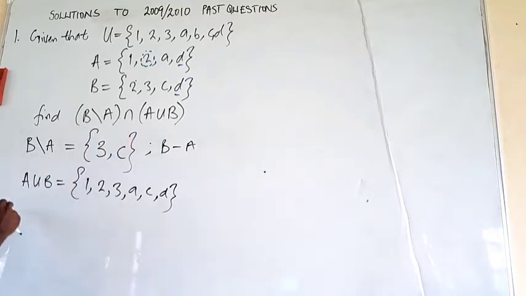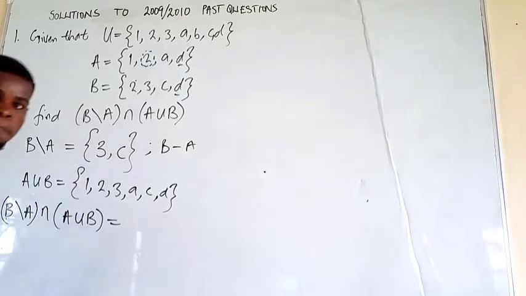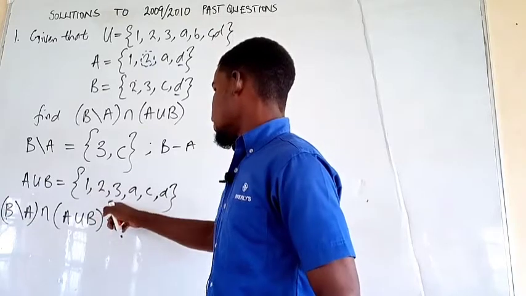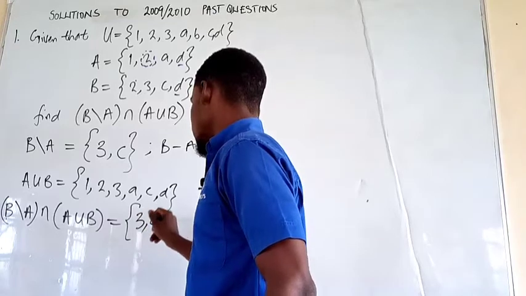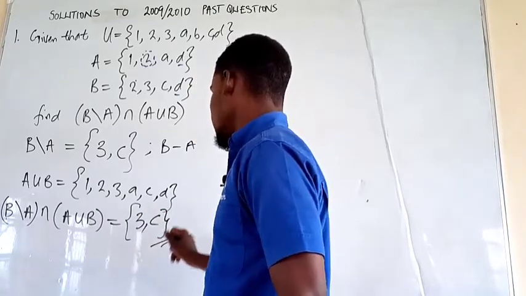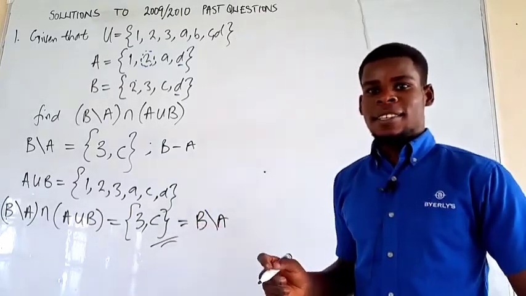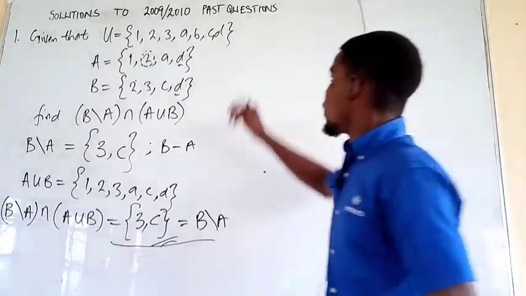So the intersection of the two sets now, B backslash A intersecting with A union B. This is going to give us, well, let's look at this. 3 is here and 3 is here, C is here and C is here. So the intersection is just {3, C}. And {3, C} is the same thing as B backslash A. That ends the result for the first question.